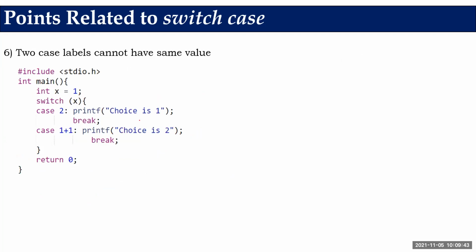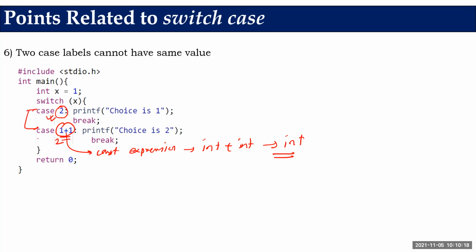Next point. Two case labels cannot have the same value. See these case labels. 1, 2, fine, no problem. It is a constant. We have written 1 plus 1. So 1 plus 1 will finally be evaluated, right? It is a constant expression, fine. What type of expression is it? Integer type. 1 and 1 both are integers. Integer plus integer, the outcome will be an integer only. So it will be evaluated to 2. So now see, both the case labels are the same. It is also 2, it is also 2. It is not allowed.